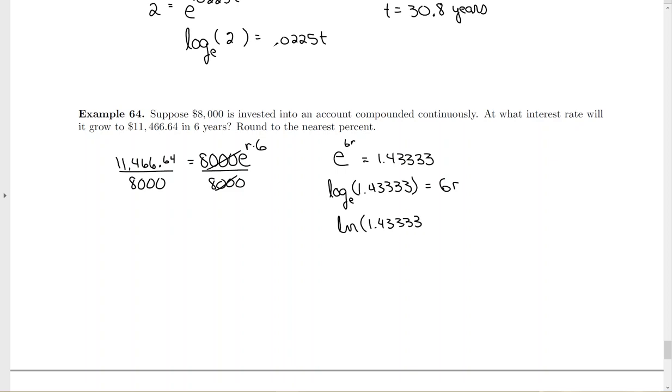And then to get the r by itself, we're going to have to divide both sides by 6. So when you do that, r comes up as a decimal 0.06 with a bunch of digits after it. But to round to the nearest percent, I move the decimal over 2 places to the right, and it's going to round to 6%.